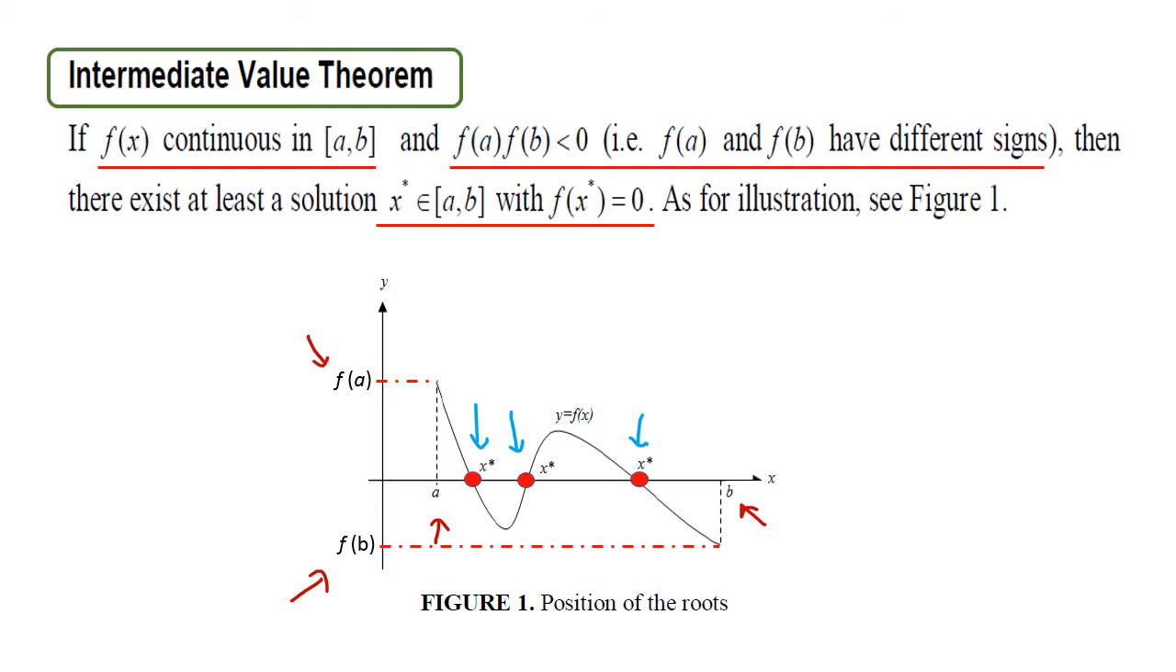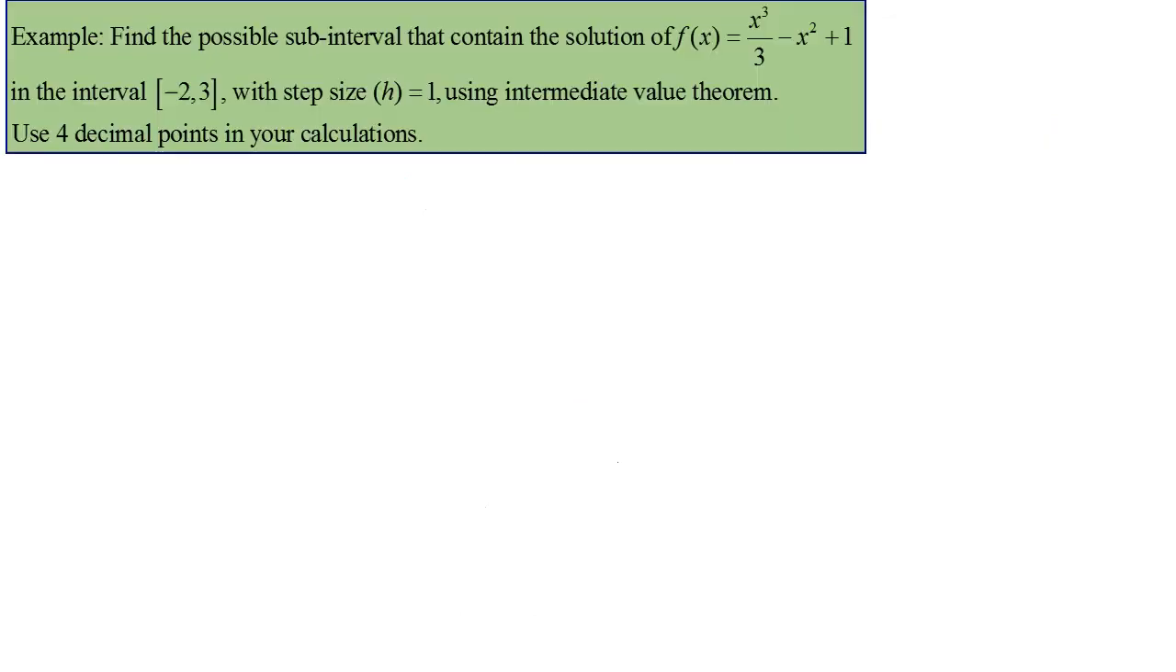It says that when f(x) is continuous in [a, b] and f(a)·f(b) < 0, or f(a) and f(b) have different signs, then there exists at least one solution between a and b. Alright, let's look at one example for the intermediate value theorem.